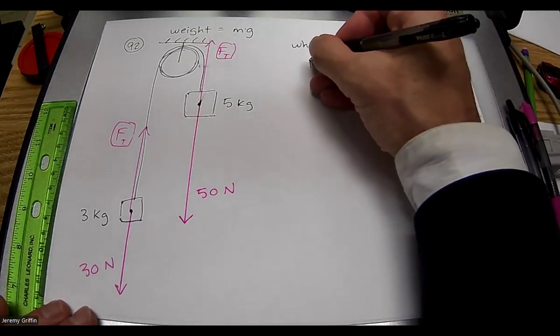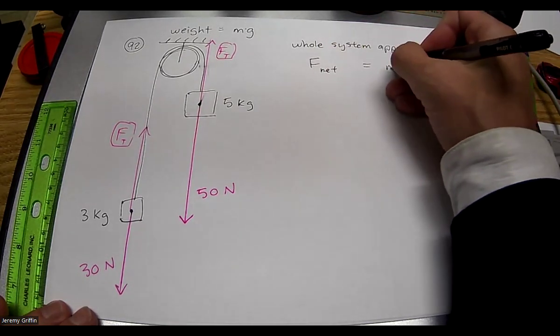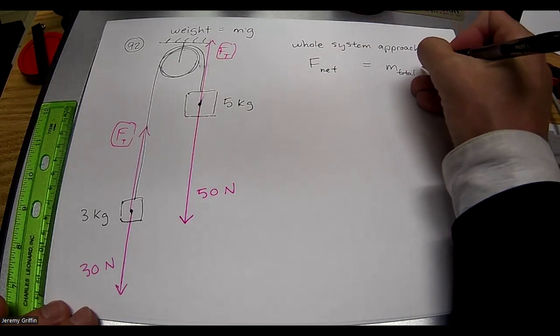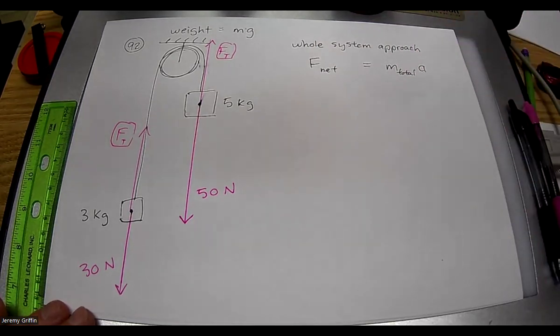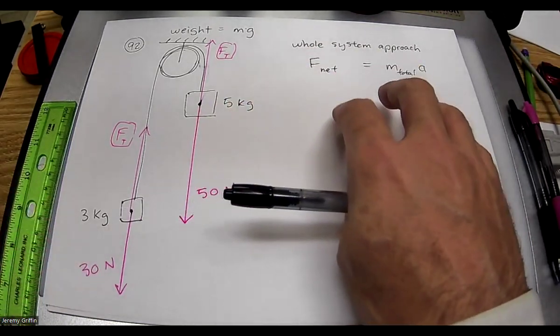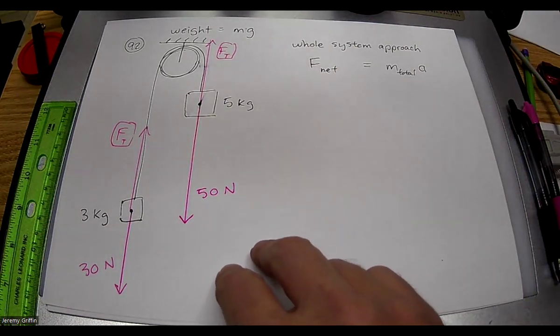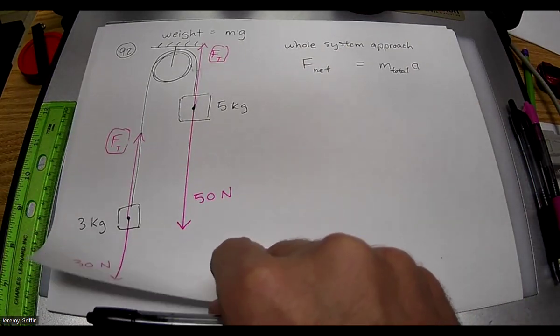Whole system approach, I can use Newton's second law of motion. Net force on the whole system equals the mass times acceleration for that system. F equals ma. That's Newton's second law of motion. And I can think about it as the 2-block system altogether. Now, I could go plugging and chugging right here, but hang tight, because here's where I'm going to divert away and come back to this.